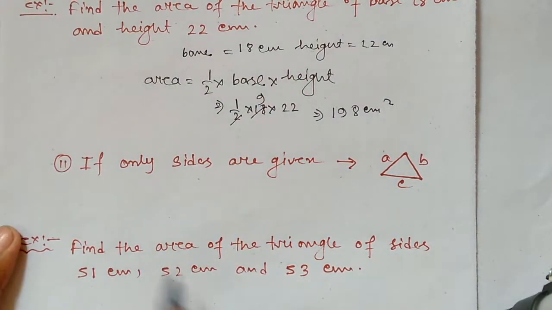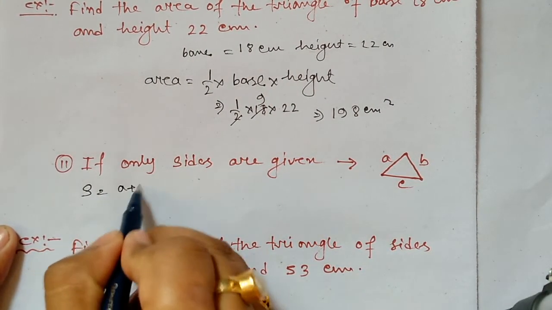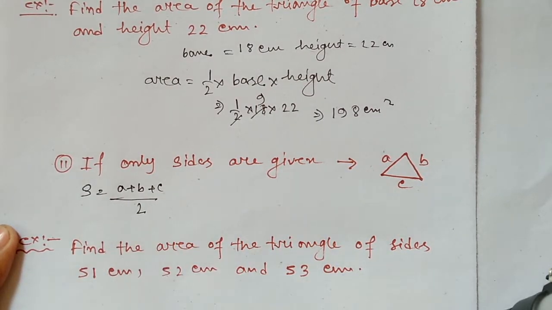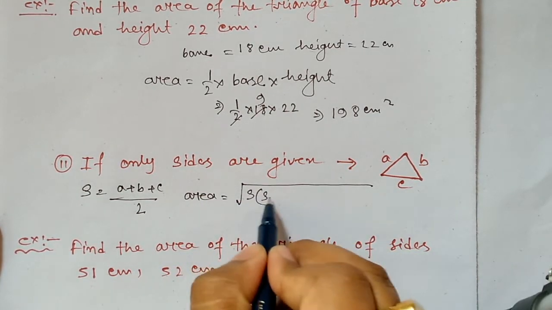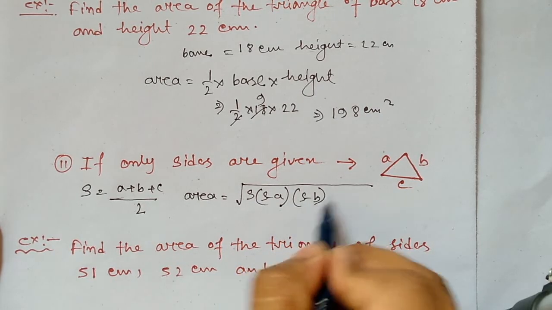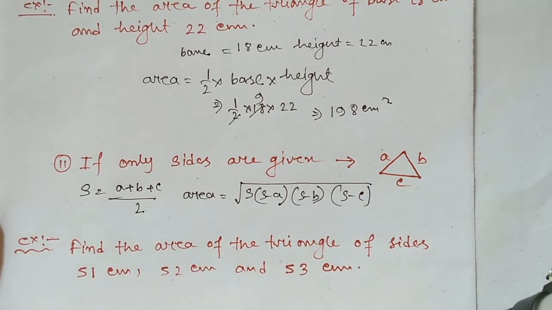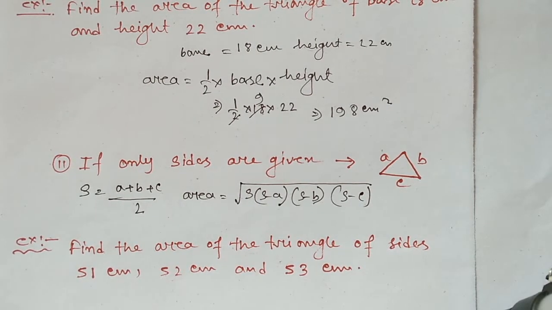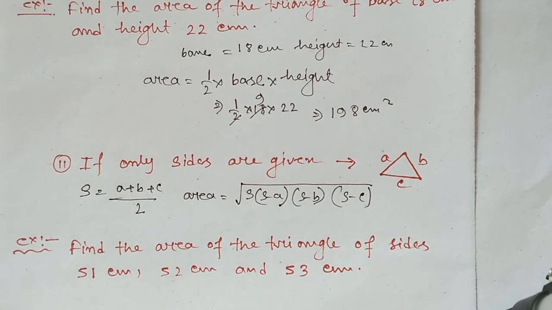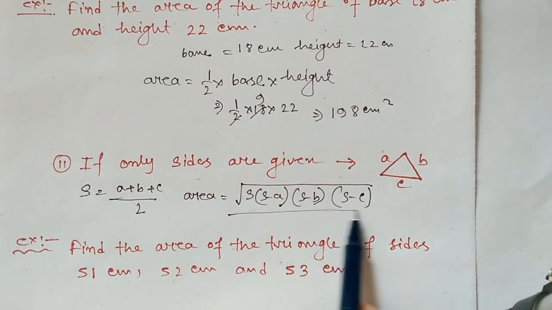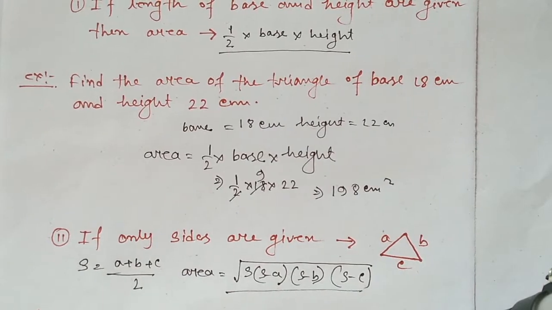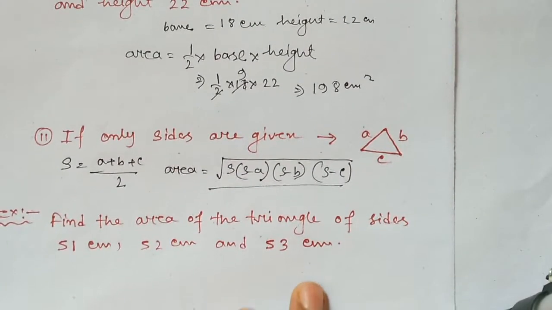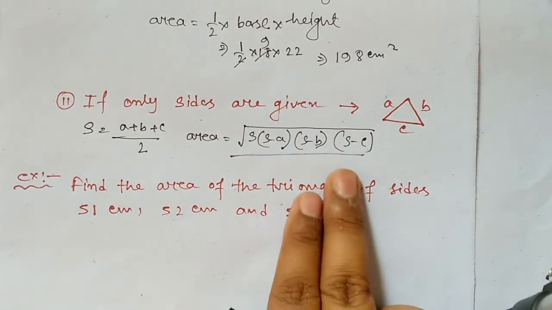In this case, first we have to find out S. S is nothing but A plus B plus C by 2, and the formula of area is equal to root over S into S minus A, S minus B and S minus C. The condition here is that base or height is not given, but the three sides of the triangle are given. So there are two ways. First, when base and height are given, we apply the first formula, and if three sides of a triangle are given, then we apply this one.